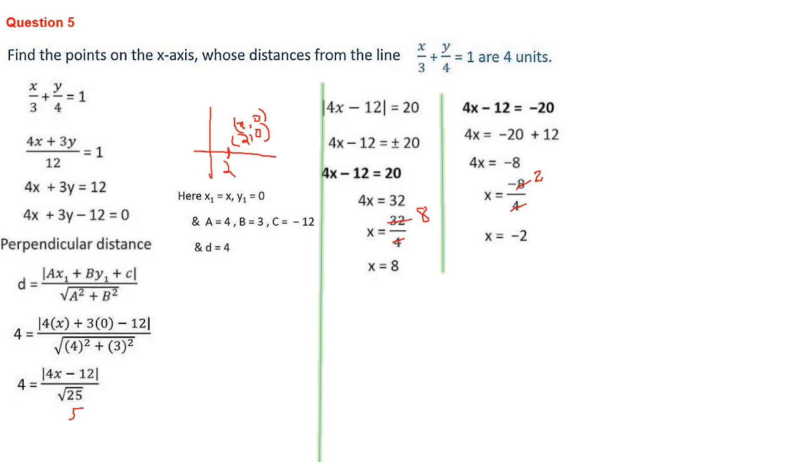So we have got two values of x, one is 8 and another one is minus 2. When we write the points on the x-axis, we can write it as (8, 0), where the y value is 0, and here (minus 2, 0), because the points are lying on the x-axis. Because of that, the y value will be 0. So the points are (8, 0) and (minus 2, 0).